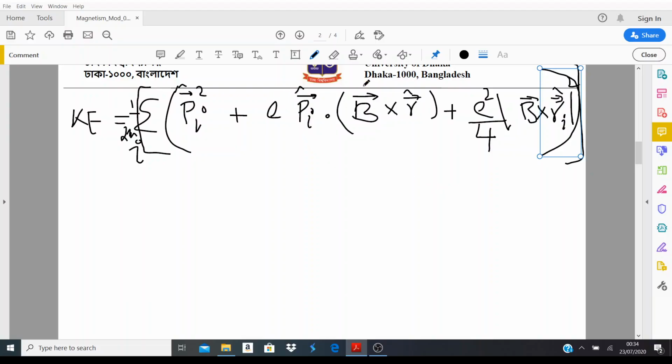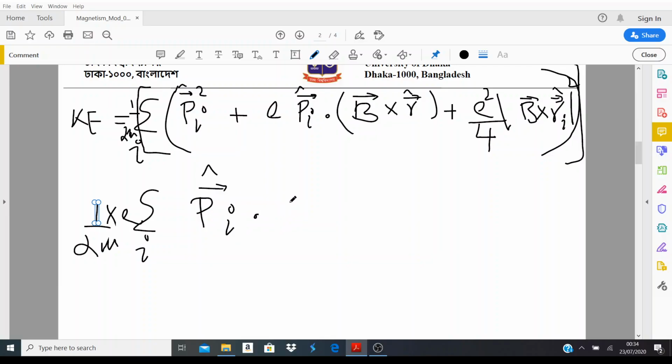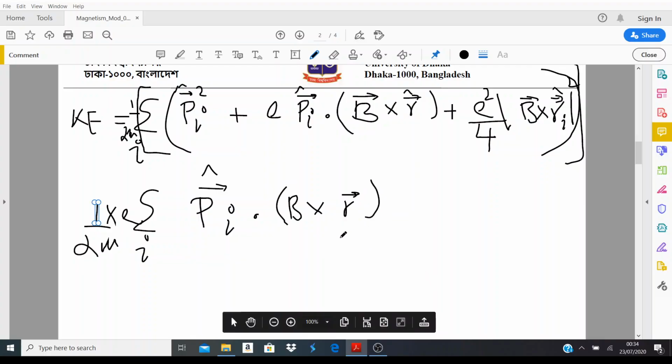Let me focus on the middle term. Let me write it down. What is the middle term? The middle term is 1 by twice m, with a sum running over, and an e factor. Let me bring the e factor out. So that's our e, and here we have p_i times B cross r. That's our expression for the magnetic vector potential.